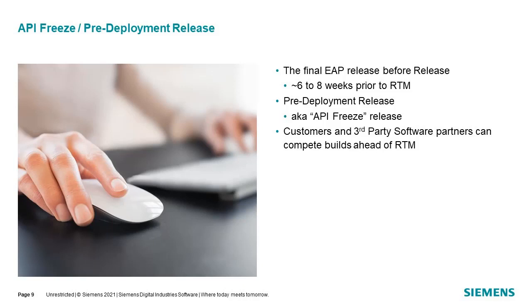Historically, some customers would always wait till the final release and do their compiles and their testing because they were concerned about things changing. We now guarantee that the API will not change past that freeze date. So you can be confident that you can compile your NX Open applications prior to RTM and start that testing. And once release comes, you will not need to recompile. You can continue to use those.